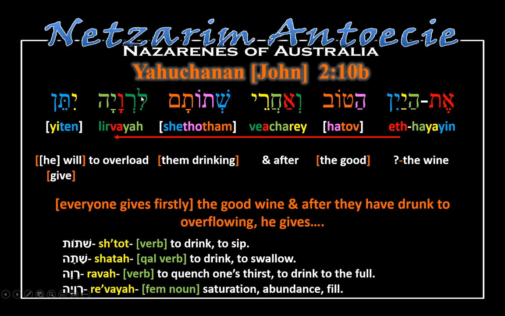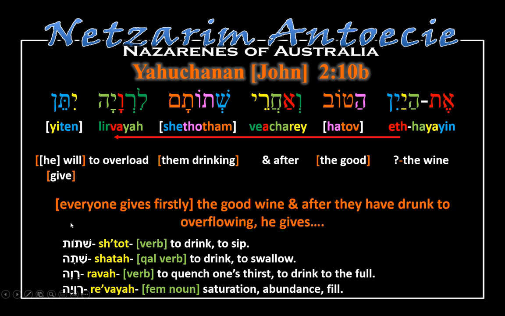And then we have lirvaya, lirvaya, to overload. If we look down here, rava is a verb to quench one's thirst, to drink to the full. And then I've also given you revaya, which is a feminine noun meaning saturation, abundance, fill. But this being like a verb to overload, to drink to the full. So to the full, you could say, or to overload. Yiten, he will give. Remembering, no pronoun, we can assume it's he. It could be it, but in this case, he.